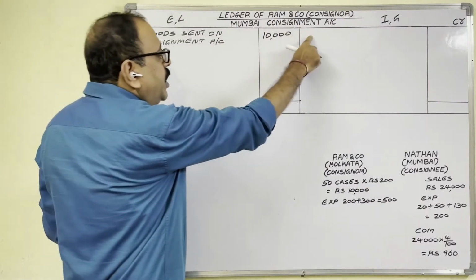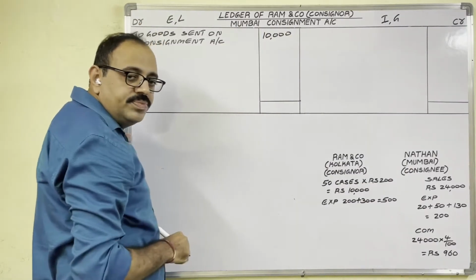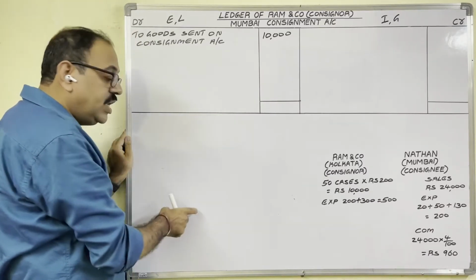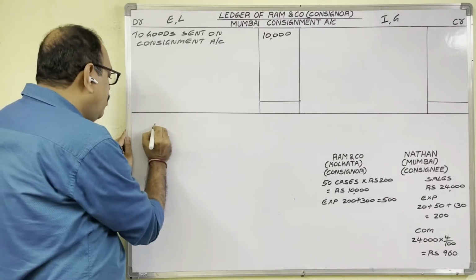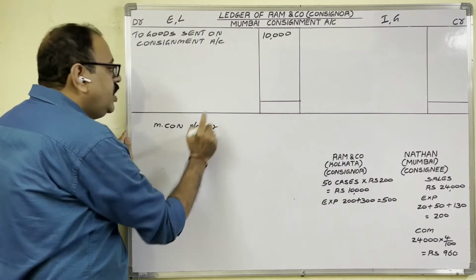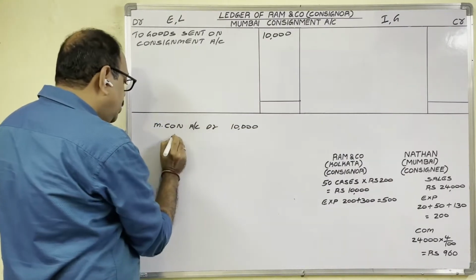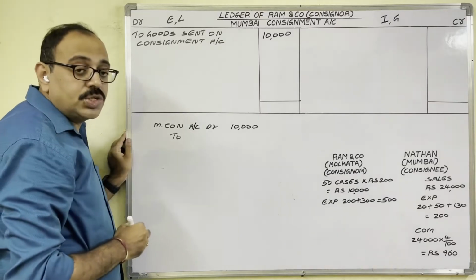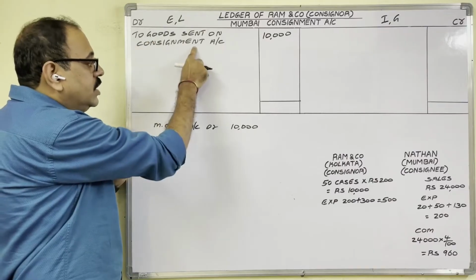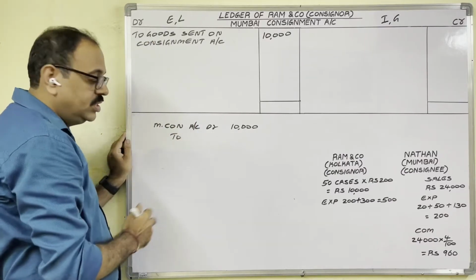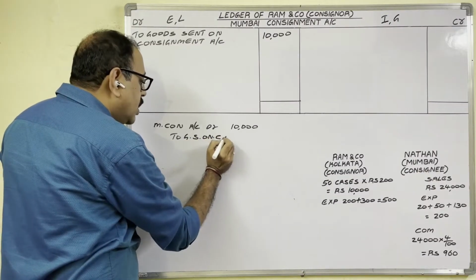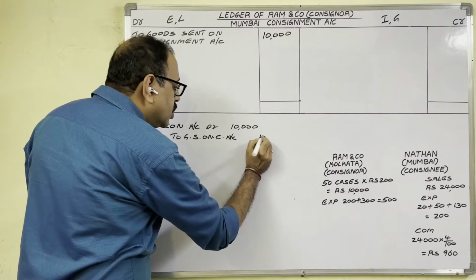In Mumbai consignment account, debit side we want to post. If you want to post this 10,000 on debit side, while writing the journal entry in consignor's books, Mumbai consignment account should be debited with 10,000 rupees. Then which account we should credit? See the particulars column. We wrote goods sent on consignment account. If you want to write like this, you have to credit the same account. So to goods sent on consignment account, 10,000 rupees.